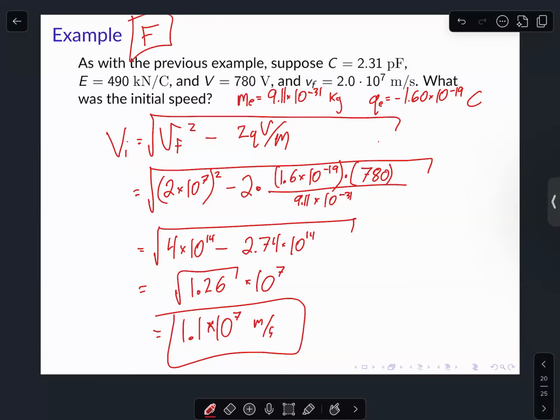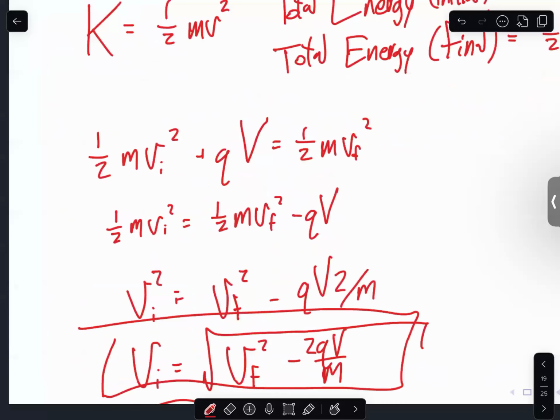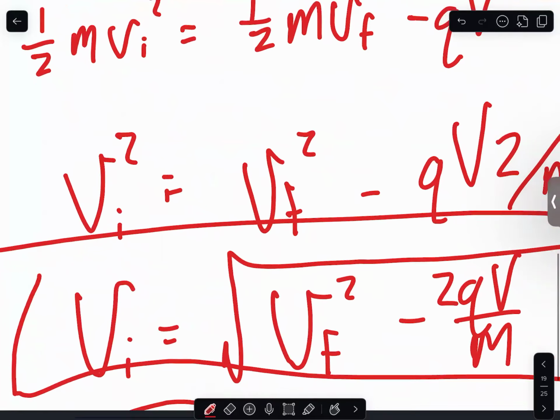I pulled out a 10 to the 14. Root 10 to the 14 on each term pulls out as a 10 to the 7. You're talking about going from here to here? If final velocity is squared? Yes, because the square root does not just kill one of the terms.